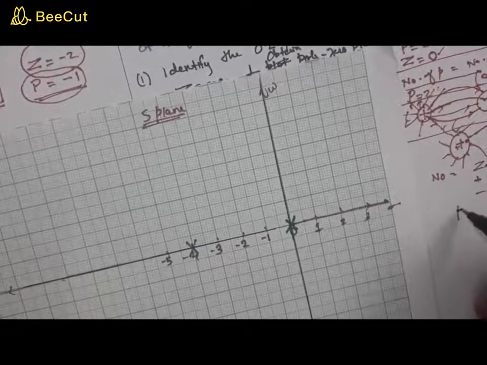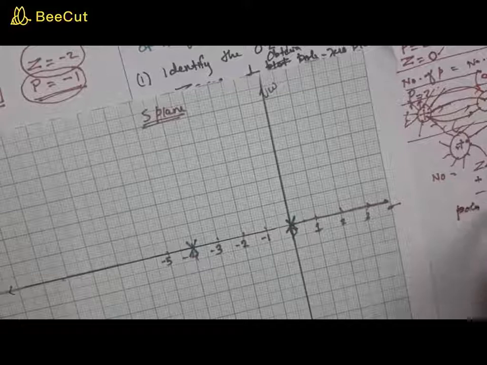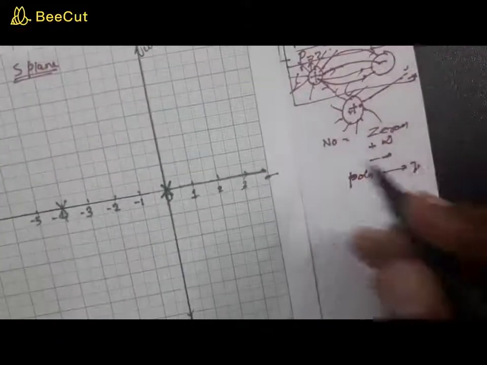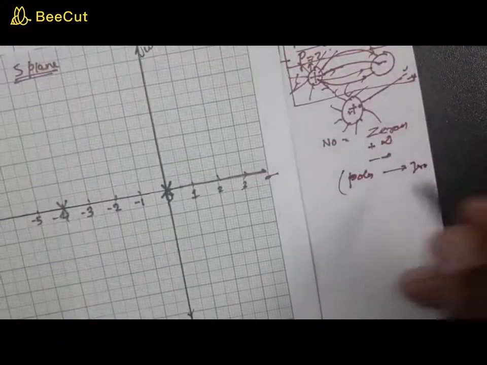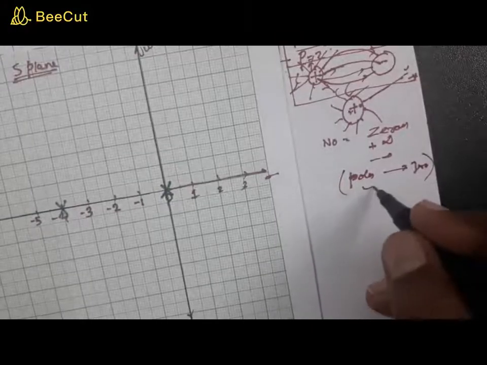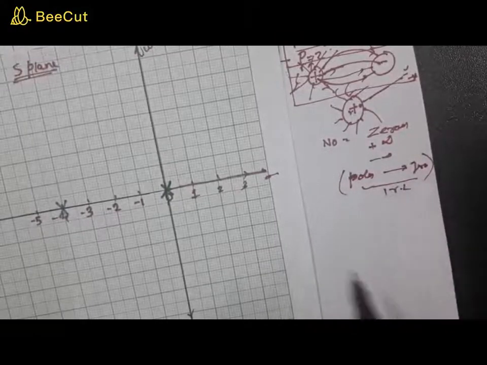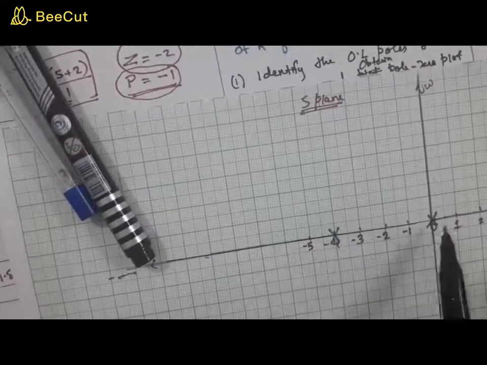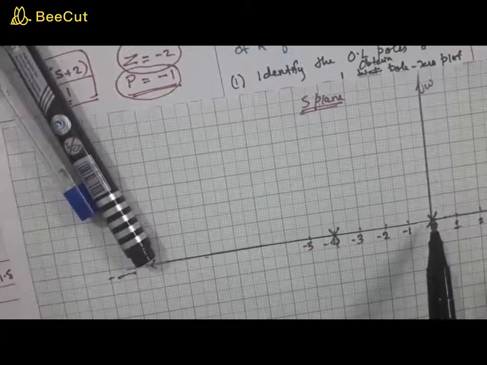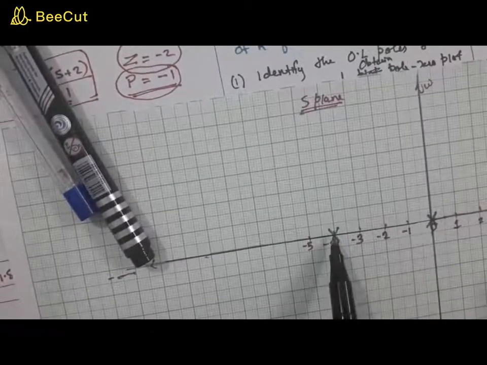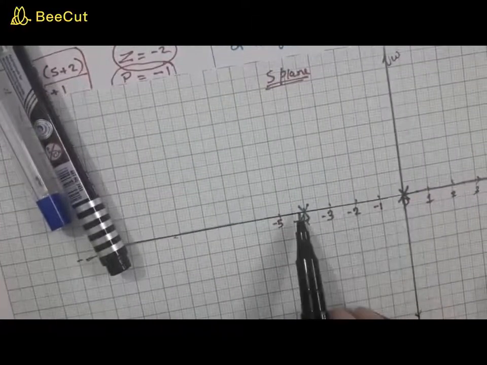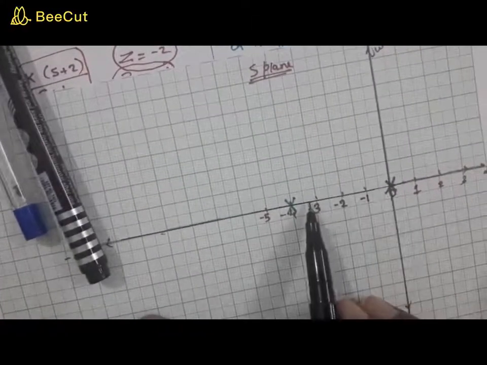It starts from a pole and it ends at a zero, right? So if you have a pole-zero pair, that means you will have one root locus. Now here in this case, you have two poles. That means you have two root locus starting from these two poles, right?